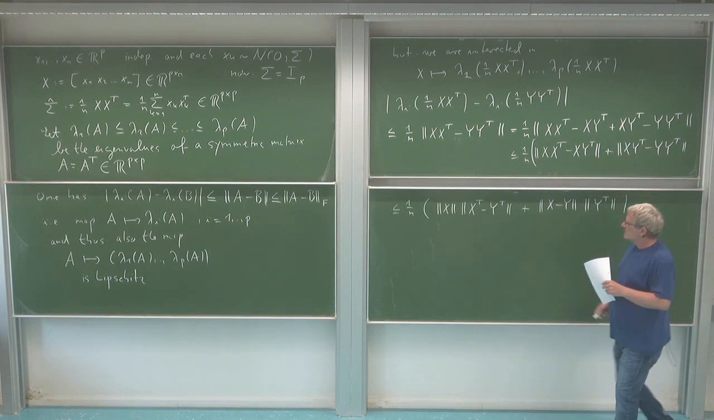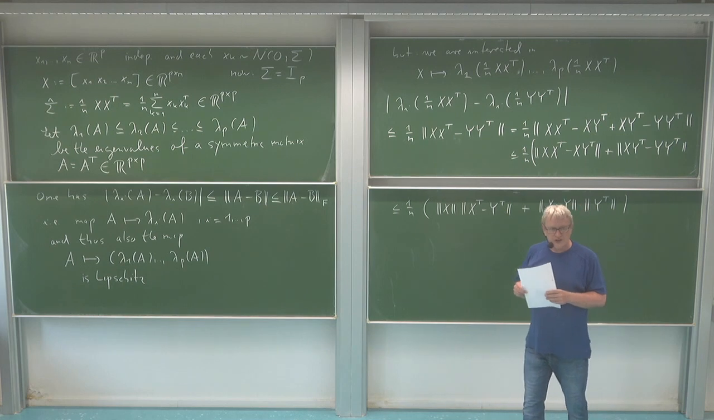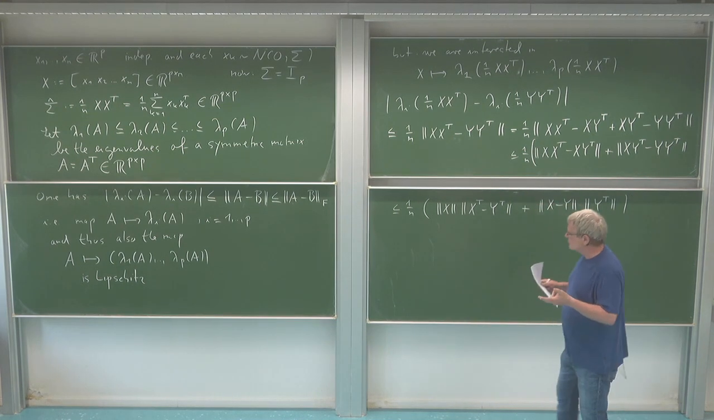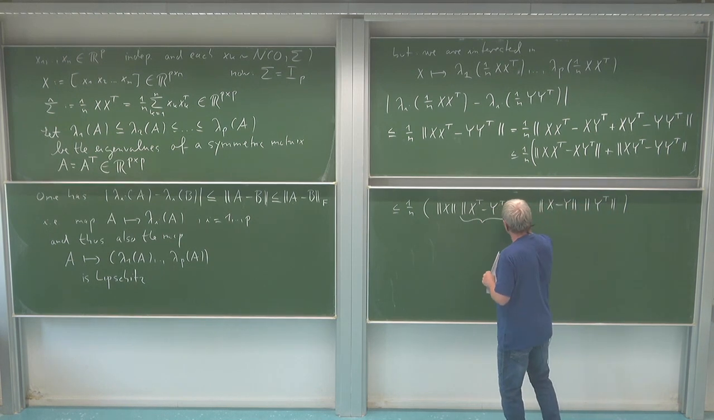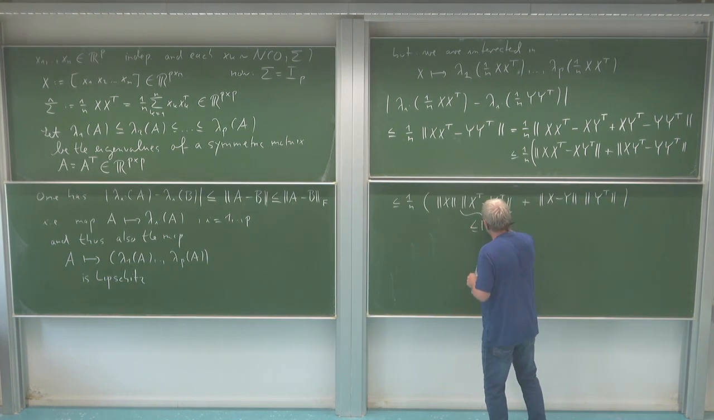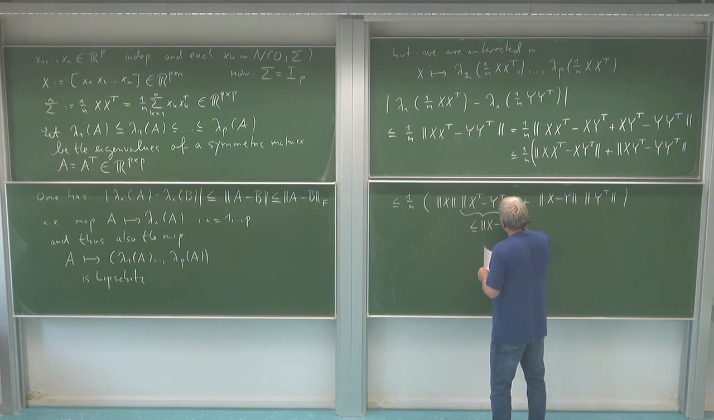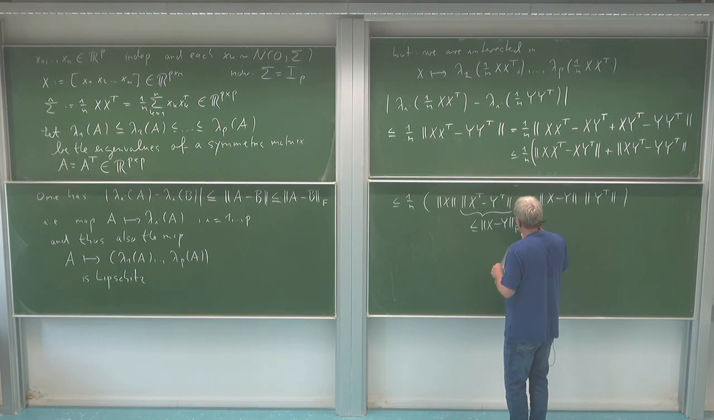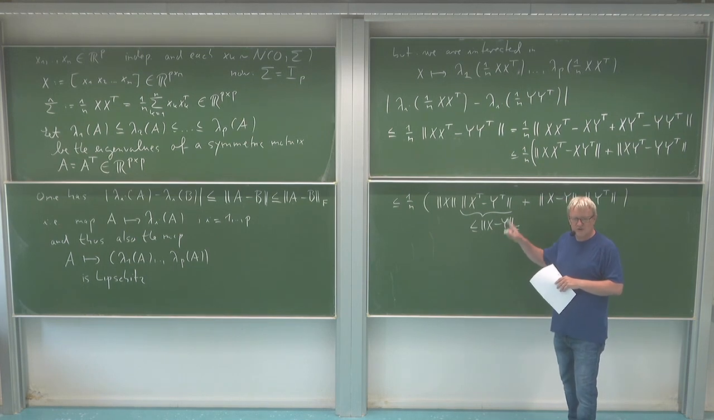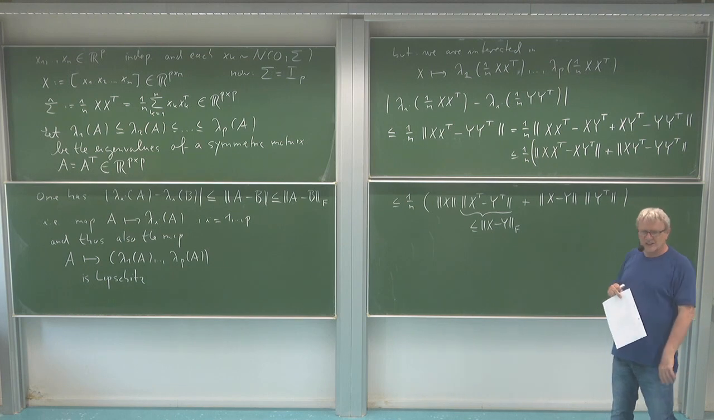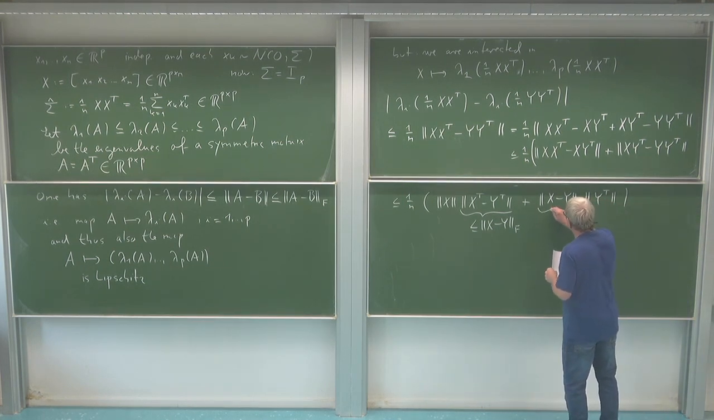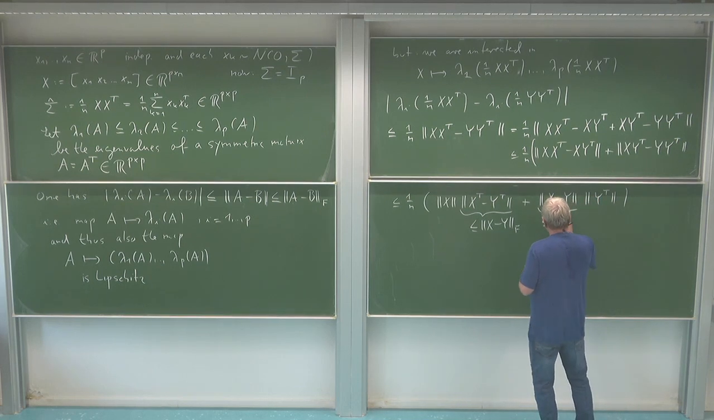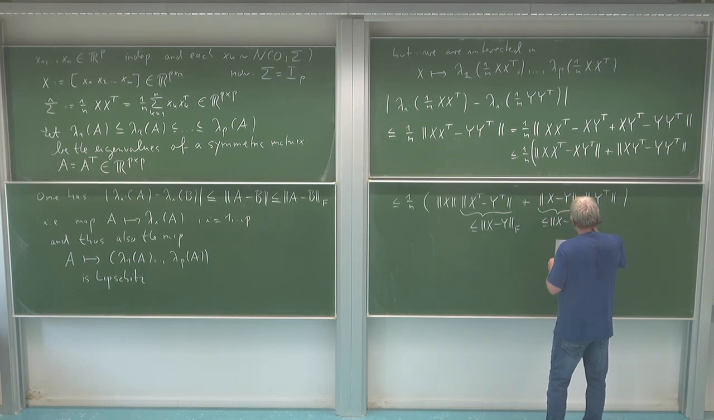Okay, and now what we want to do is to estimate the difference in the eigenvalues against the Frobenius norm of the involved matrices. And of course, here I have the difference, and I can estimate this against the Frobenius norm. So this is less than the Frobenius norm of x minus y. And of course, the Frobenius norm of the transpose is the same as without the transpose, because I'm summing over the square of all entries, and whether I first transpose my matrix or not doesn't make a difference. And this I can also estimate against the Frobenius norm of x minus y.